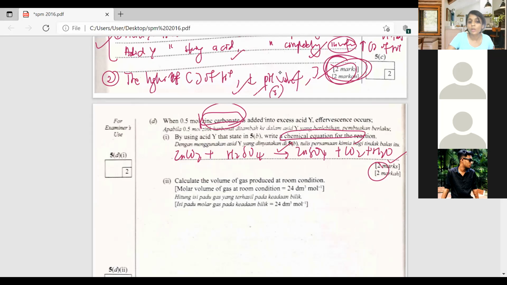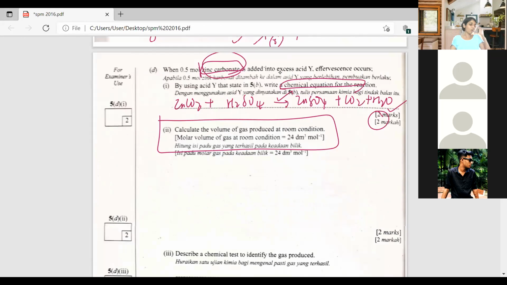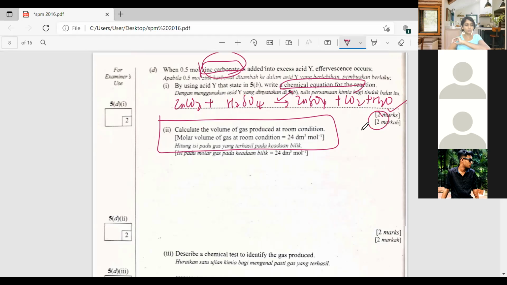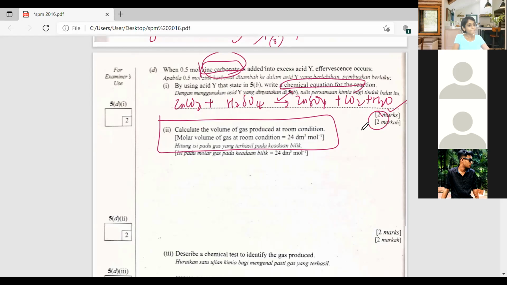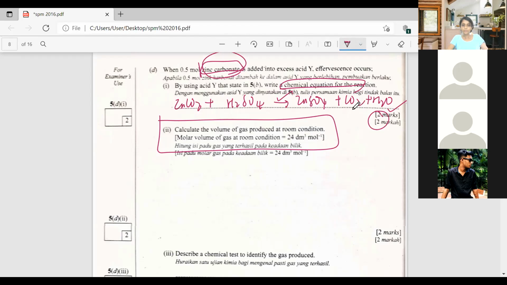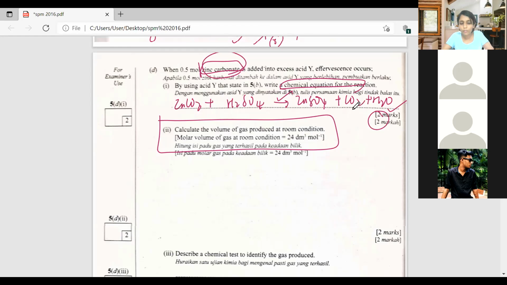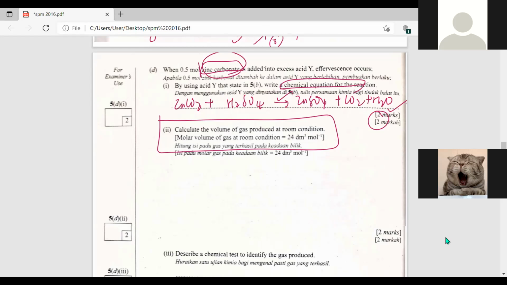Whenever they give you an equation, it's because they want you to calculate something. Okay, everybody try. I want to see you all trying. Teacher gives you 1 minute to try this question. And then we are at question 6 and then 1 essay and then we are done. Okay, calculate the volume of gas produced at room conditions. Anyone wants to try?